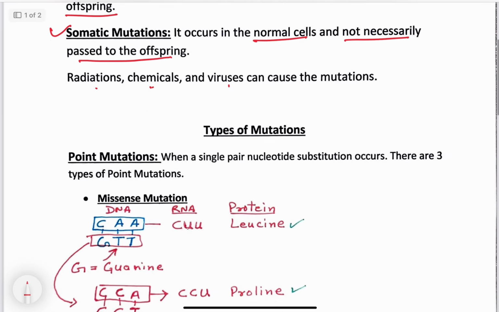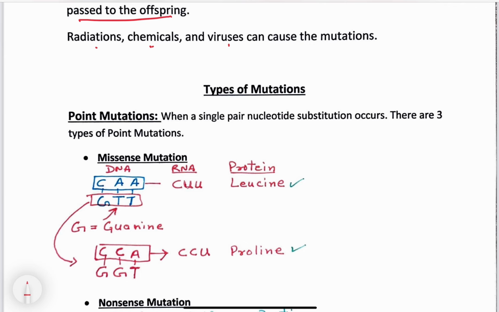So let's talk about types of mutations. We have point mutations, when a single nucleotide pair is substituted with another, non-desirable nucleotide. There are three types of point mutation, the first being missense mutation. As you see, this is the DNA structure for a codon, and right now it's producing leucine when it goes through transcription and translation.